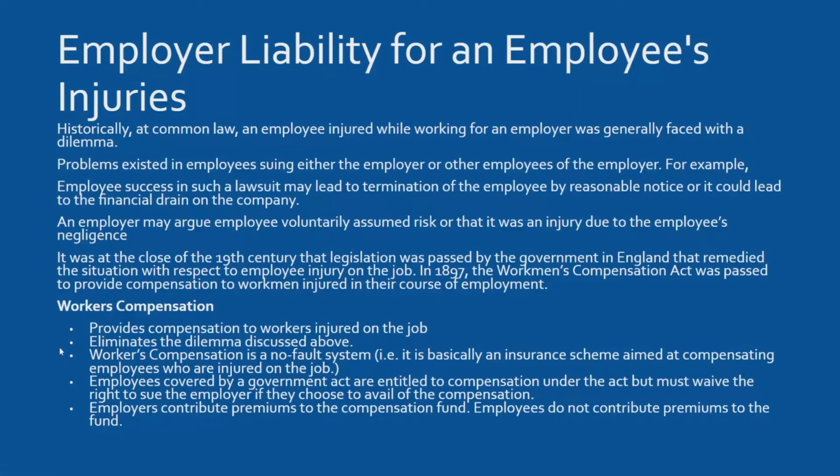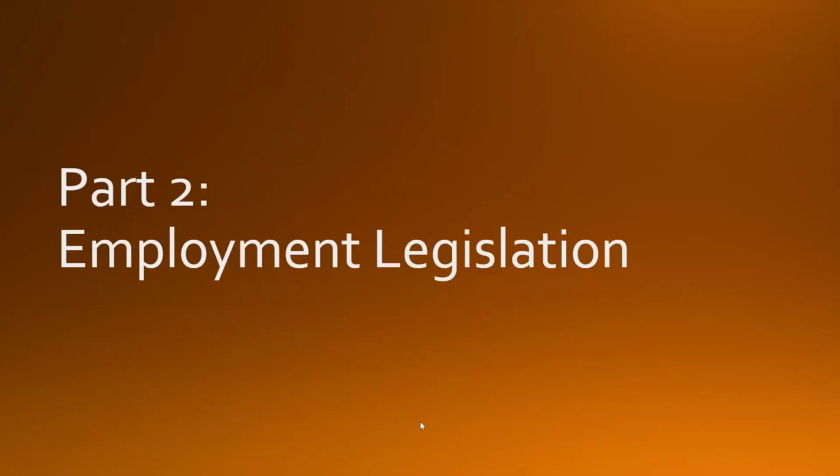So workers' compensation provides compensation to workers injured on the job. It eliminates the dilemma discussed above. Workers' compensation is no fault, so we're not pointing a finger at someone. Employees covered by the government act are entitled to compensation under the act, must waive the right to sue, and employers contribute premiums. So that's that first section.